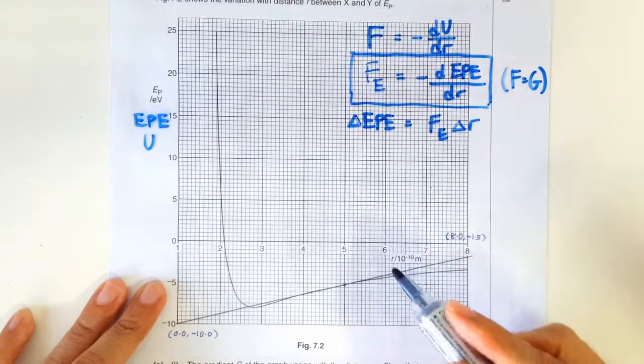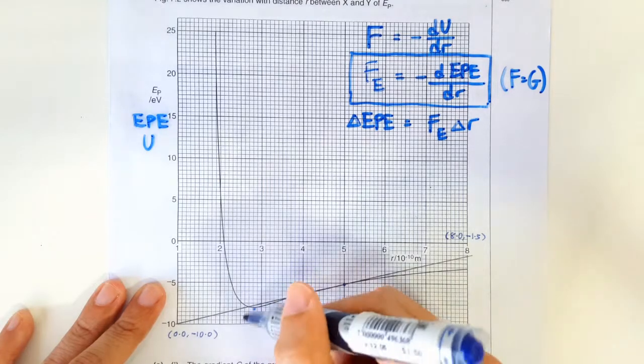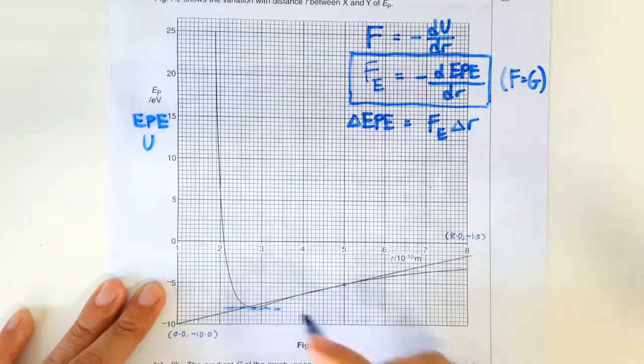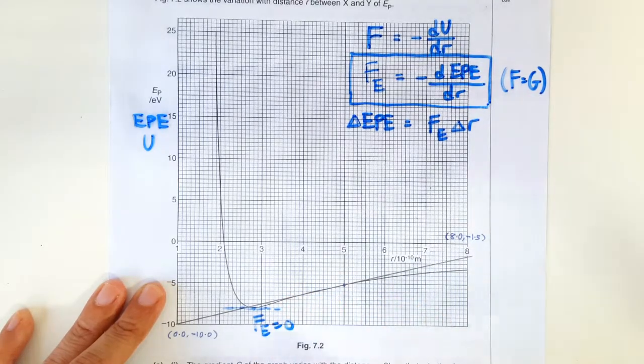Alright, so let's look at here. Is there a direction to the electric force here? No, because the gradient here is 0. The magnitude is also 0. There's no direction about it. Electric force is 0 at this point.